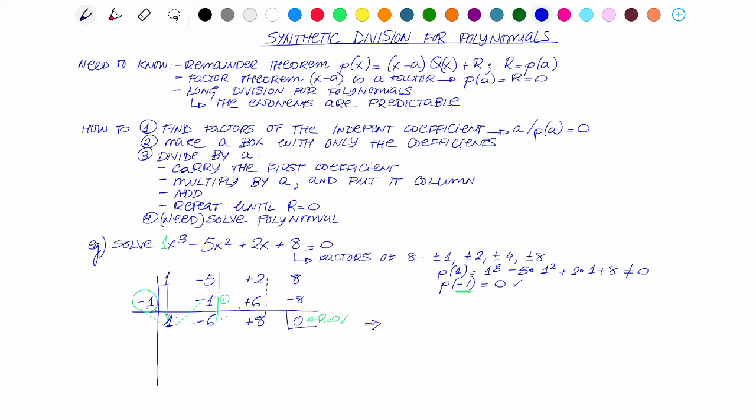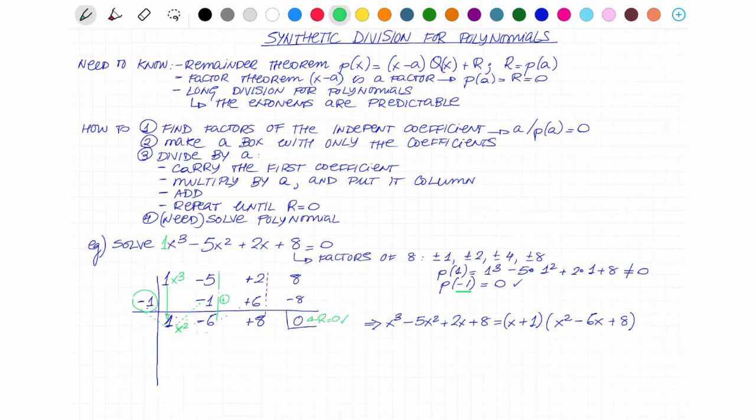That tells me that all this cubic, x cubed minus 5x squared plus 2x plus 8 equals x, remember it's minus a, so plus 1 times the polynomial here. Now, if this was a cube, I know that this is going to be a square, and so on and so on. So I just need now to fill in the gaps, put the exponents that I knew were predictable, and just fill with the coefficients.